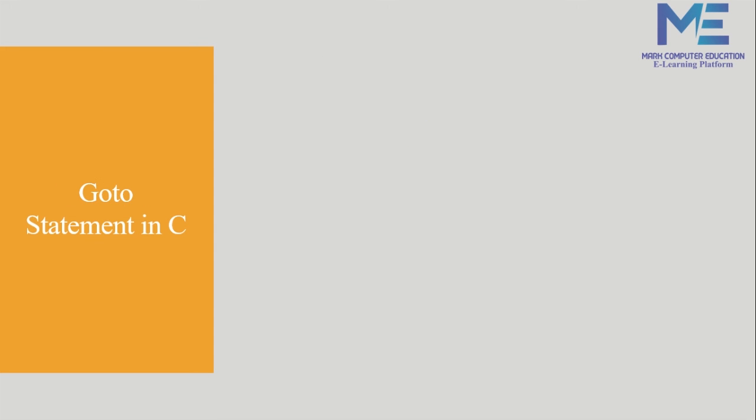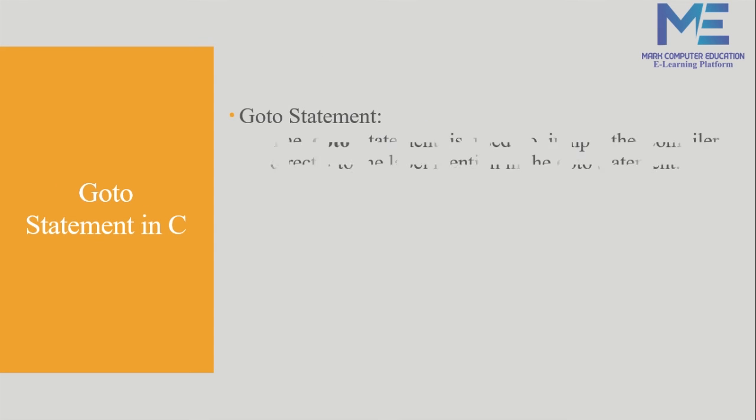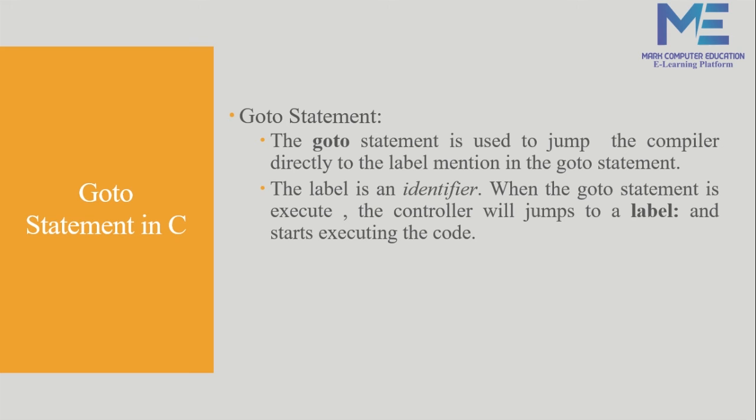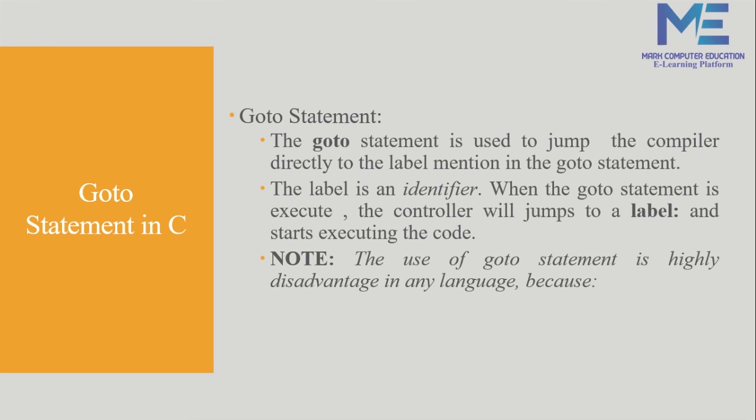Now we will learn the goto statement. So what is a goto statement? The goto statement is used to jump the compiler directly to the given label mentioned in a goto statement. The label is an identifier. When the goto statement is executed, the controller will jump to the label and start executing the given code.